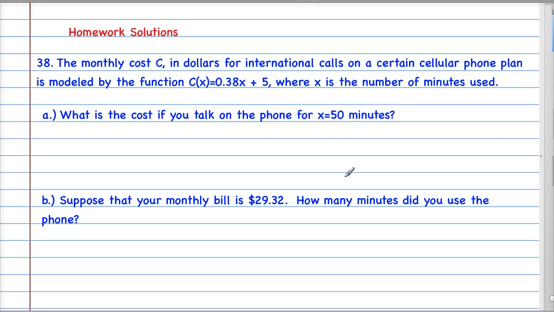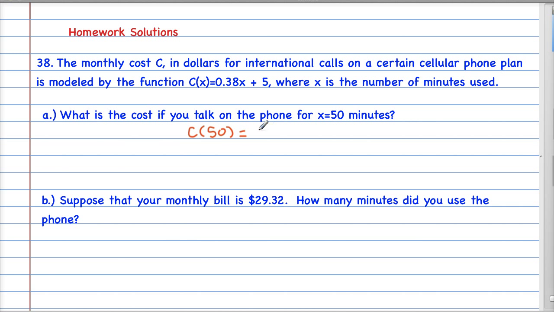So, number 38, we're talking about the monthly cost C in dollars for international calls on a certain cell phone plan, and the linear function model for this is C of x equals 0.38x plus 5, where x is the number of minutes used. So part A asks, what's the cost if you talk on the phone for x equals 50 minutes. So it wants the function value where x equals 50.